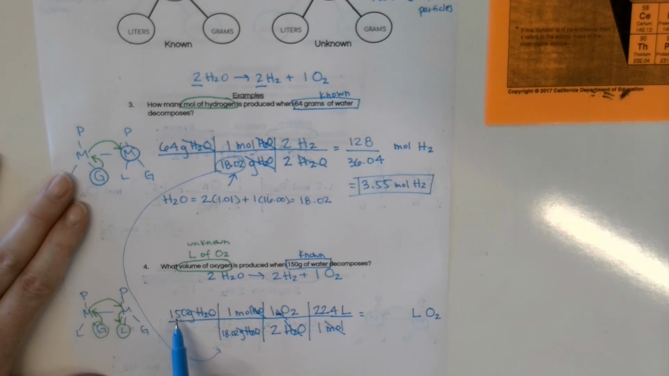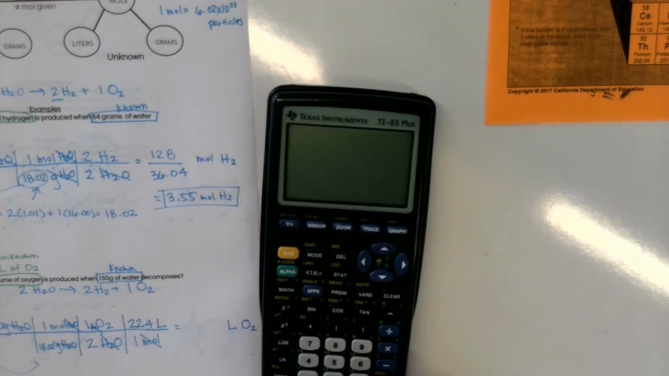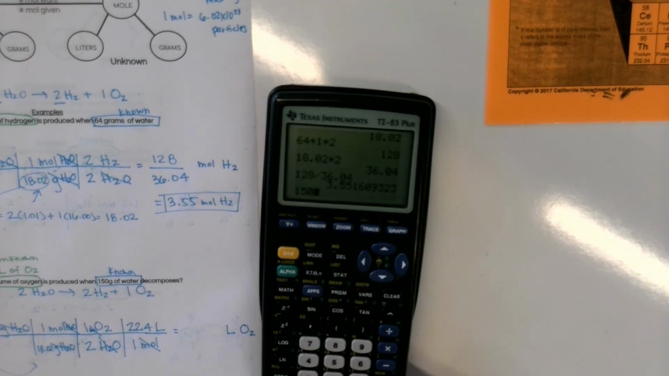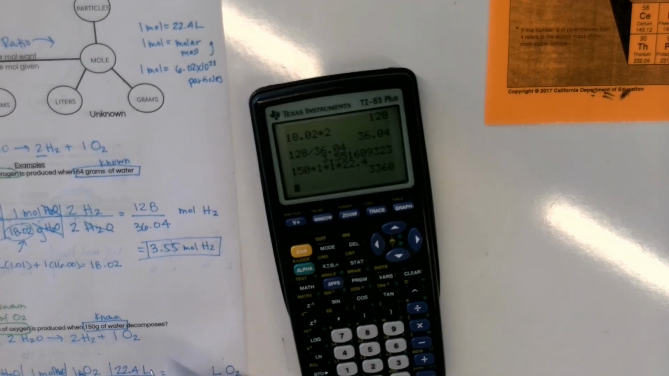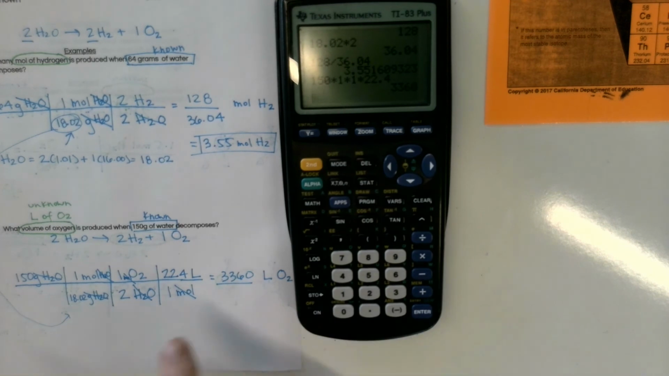So now I'm going to multiply 150 times 1 times 1 times 22.4. And I'm getting 3,360 divided by, multiply all of our bottom numbers. So 18.02 times 2 times 1.